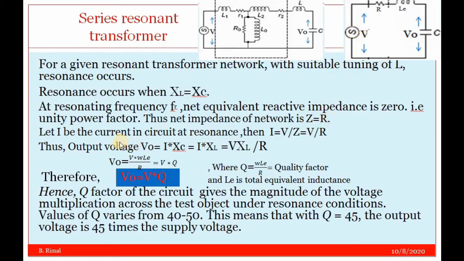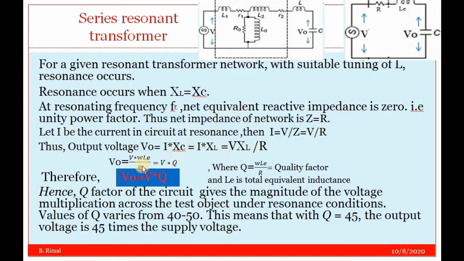Let I be the current. If I is the current through the circuit, then the value of current will be V by R. Then the output voltage V naught is the voltage across the capacitance. So we can say at resonance V out is equal to I into XC. We also know at resonance XL is equal to XC, so we can write XC is equal to XL. So I into XC is equal to I into XL. This is equal to V into XL by R, because I is replaced by V by R from this expression.